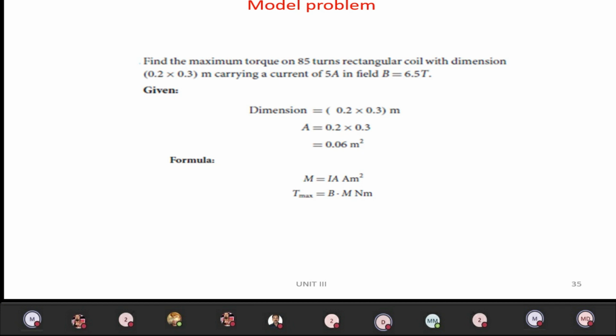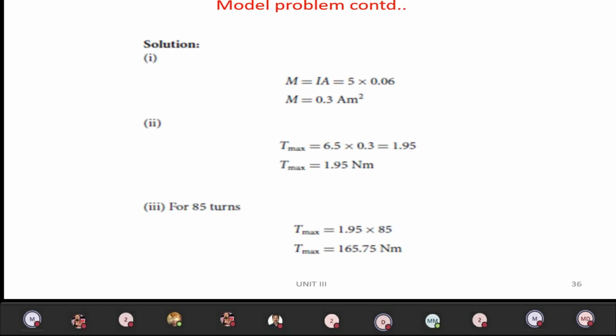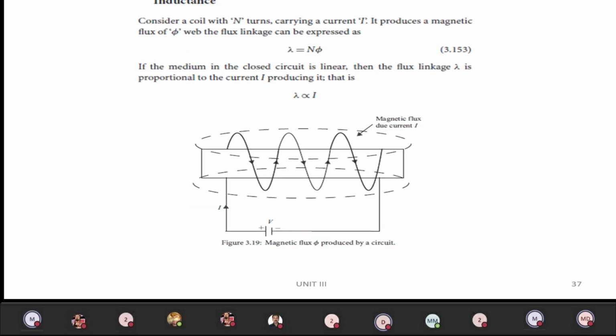The M value you know, and the B value is also given. M equals IA, which we have calculated. So T max is 6.5 into 0.3, which is 1.95. So T max equals 1.95 Newton meter. For 85 turns, we have 1.95 into 85. Next we can move on to the inductance topics.